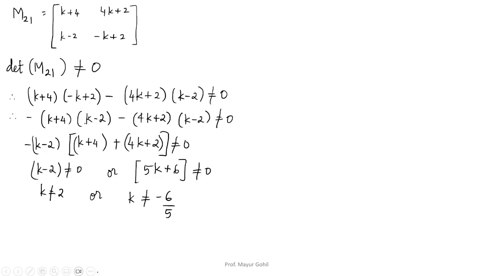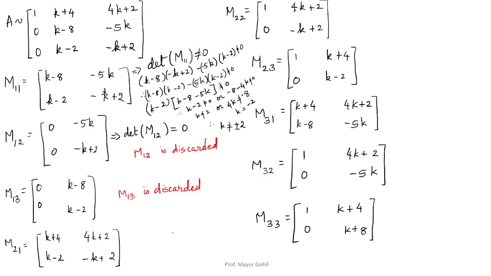In this case we get this another answer also. Now let us see what other answers are possible. So for this case we get k is not equal to 2 and minus 6 by 5. Now let us see what other values k can take. If determinant M22 is not equal to 0, that means if we take the determinant of this, it is minus of k plus 2, which is not equal to 0, which implies that k is not equal to minus 2, implying k is not equal to 2. That possibility we have already found out.